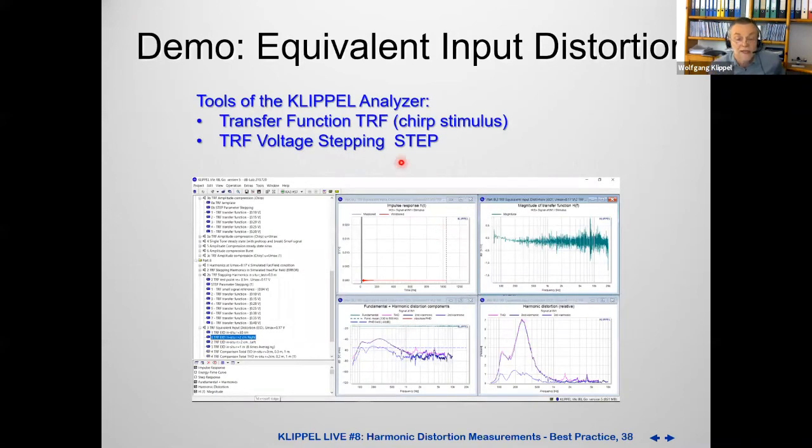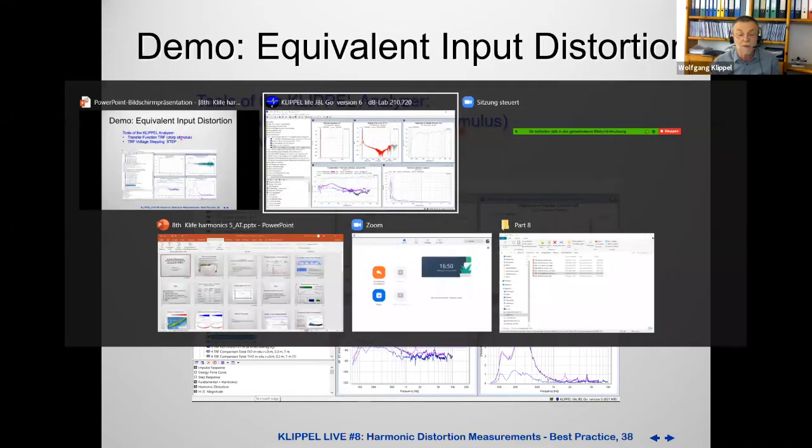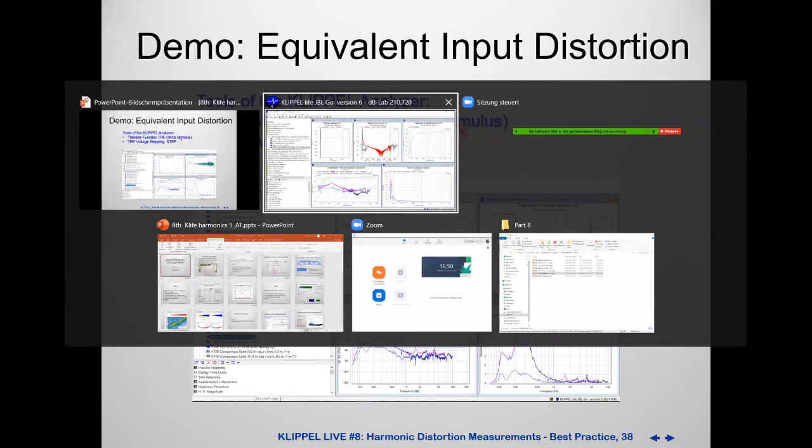I would like to make a demo. I'm using here the transfer function. Let's do that. I'm jumping to that. Any questions on the slides, Kent? Yeah, I think we've got a couple that relate immediately.